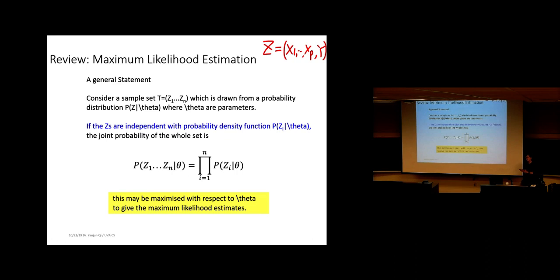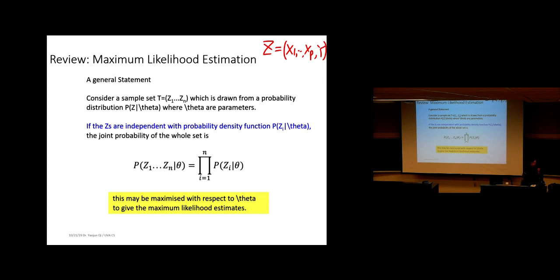For each random vector, you will observe an initialization. It's actually your training data. Your training data has n pairs of x and y, which I'm representing as Z1 until Zn, and they are drawn from a probability distribution P(Z given theta).